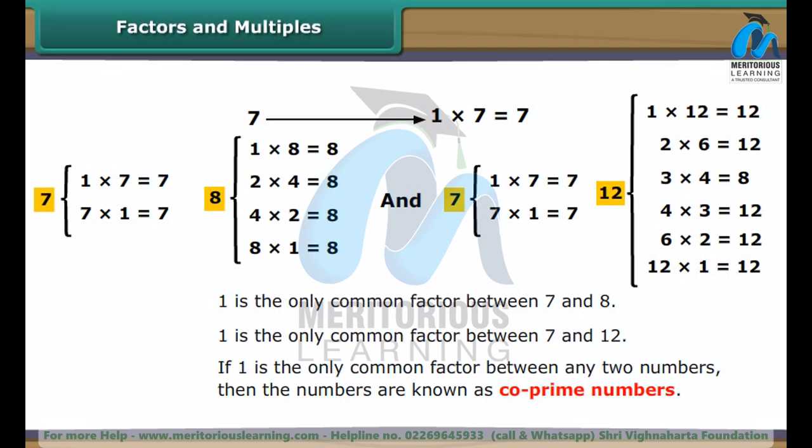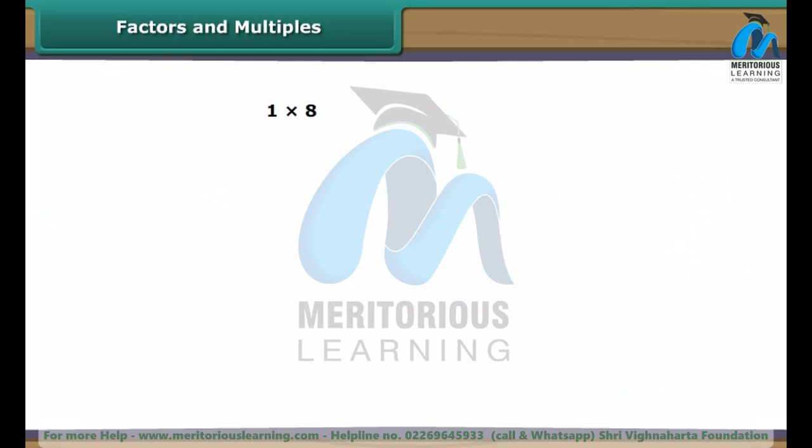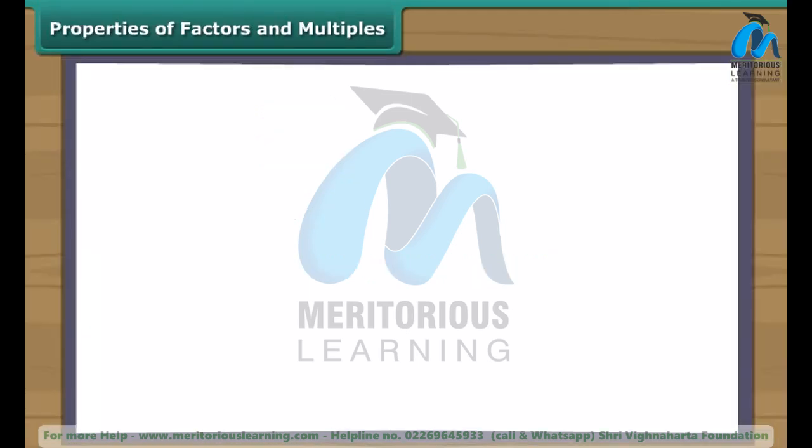In the example, we described the patterns numerically as 1 into 8, 2 into 4, 4 into 2, 8 into 1. Each of these expressions yields 8 as the product. Therefore, 8 is the multiple of 1, 2, 4 and 8. Multiples of a number, properties of factors and multiples.